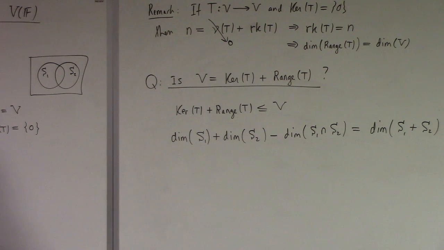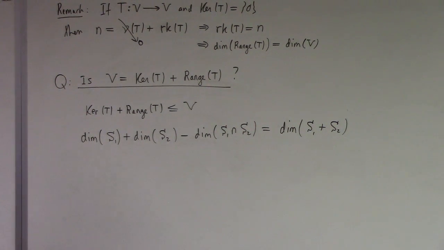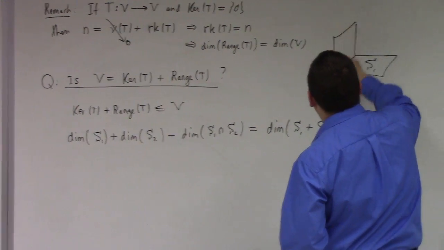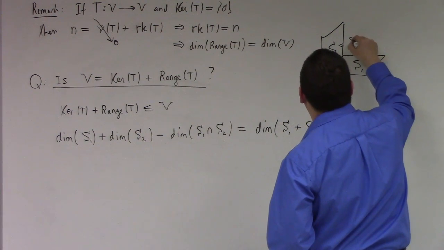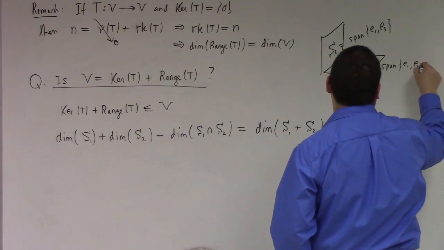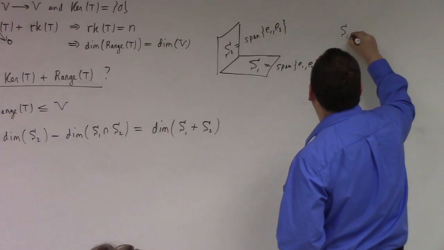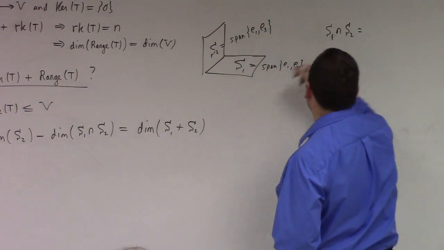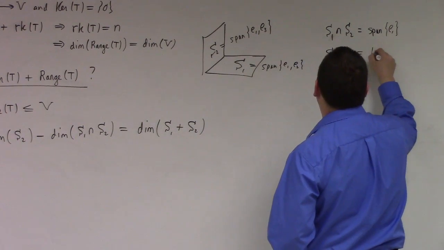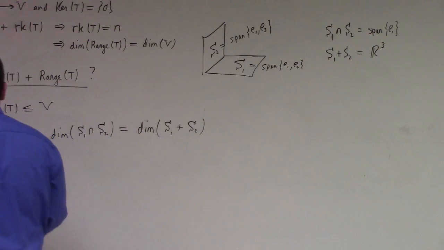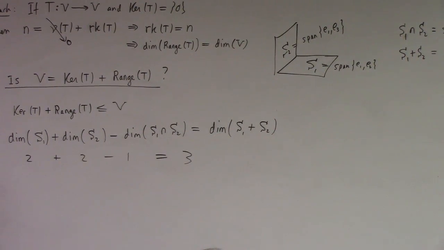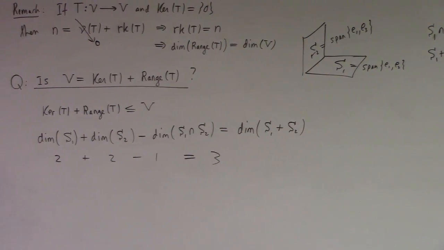Is this true? Well, if you forget, you can always check stuff, and a good way to check it is with something with a non-trivial intersection. For example, let S1 be the span of E1 and E2, and S2 the span of E1 and E3. S1 intersect S2 is just the line, the span of E1, the x-axis. And S1 plus S2 is everything. Let me check my formula: 2 plus 2 minus 1 equals 3. Okay, I start to believe. I did prove it in the notes in gory detail.